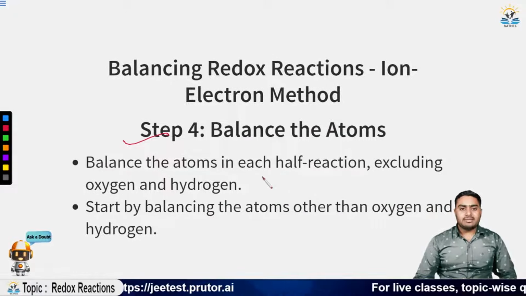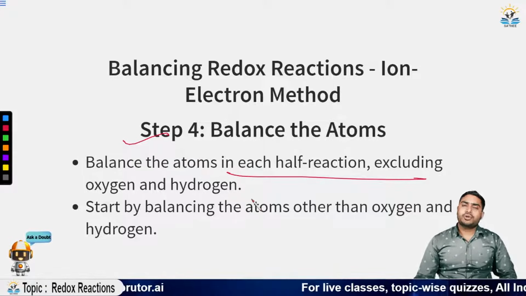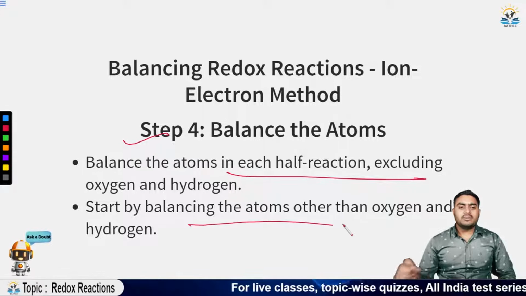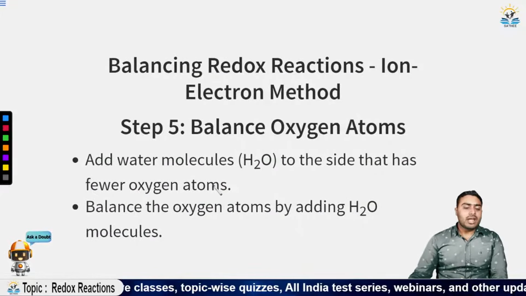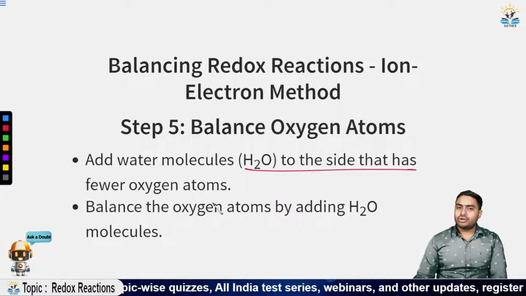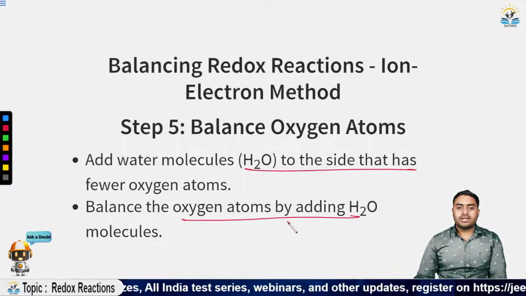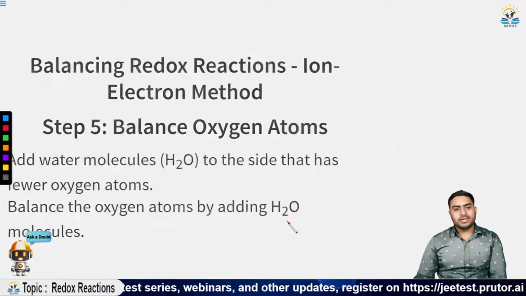Step 4, balance the atoms. Balance the atoms in each half reaction excluding oxygen and hydrogen. Start by balancing the atoms other than oxygen and hydrogen. That's the point here. Add water molecules to the side that has fewer oxygen atoms and balance the oxygen atoms by adding H2O molecules. Clear?